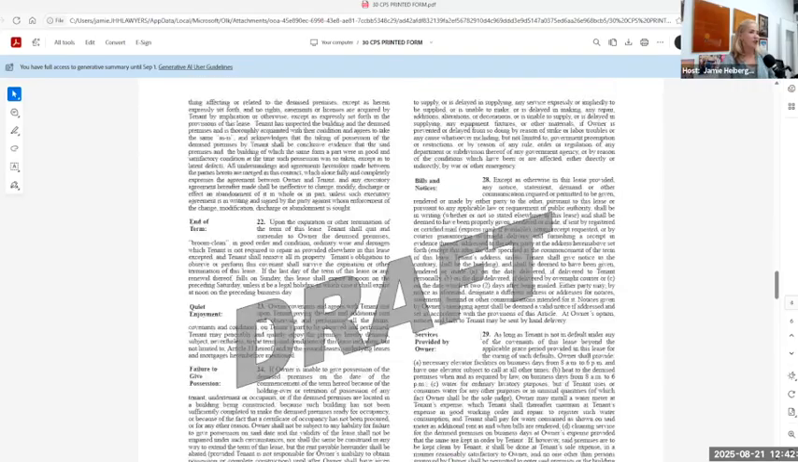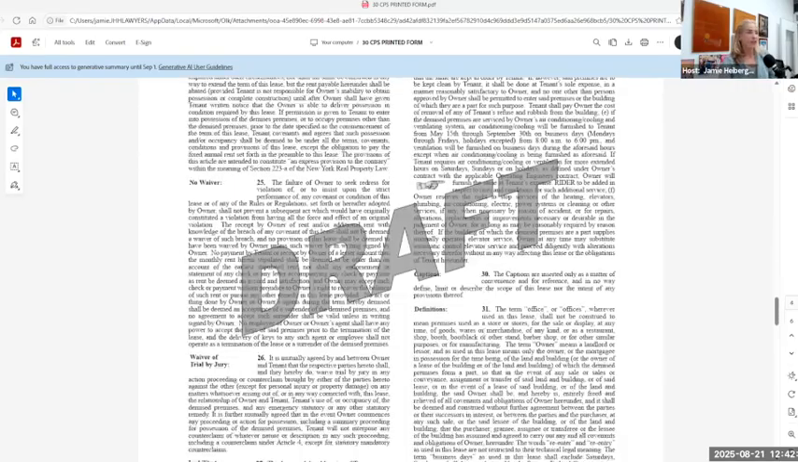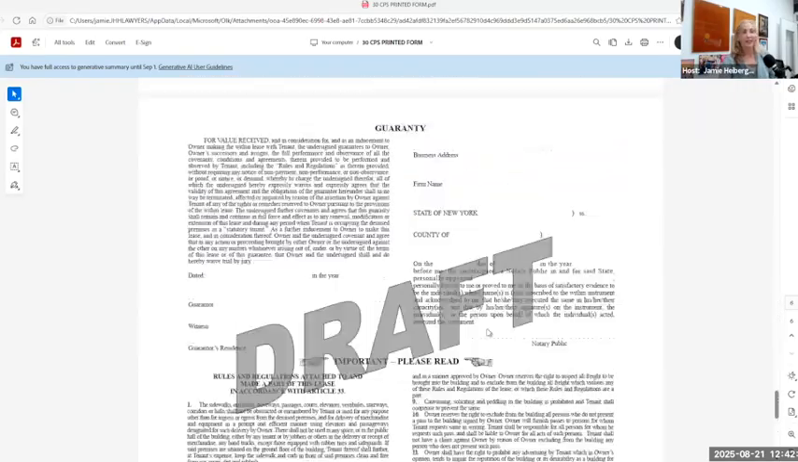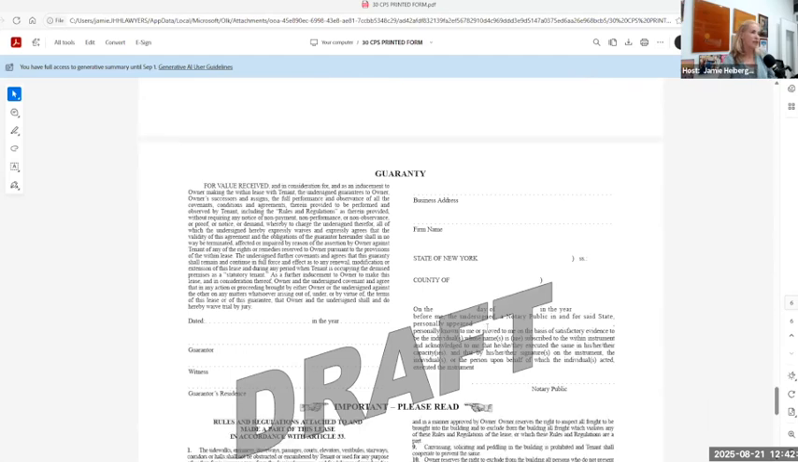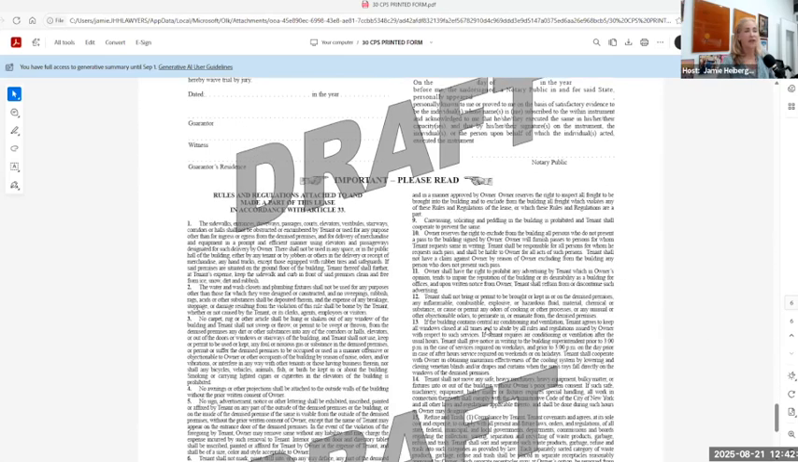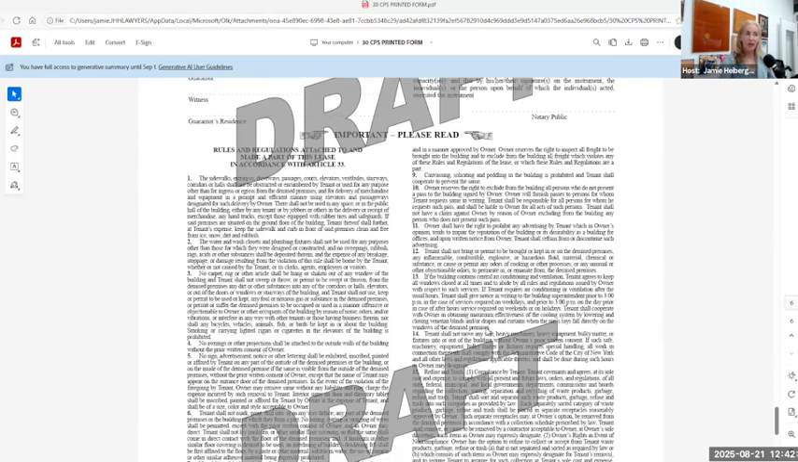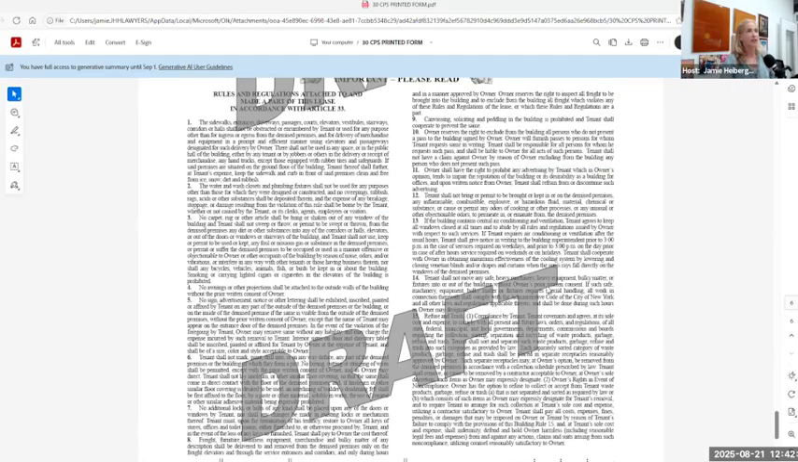Now, these are just your basic standard lease provisions. There is this guarantee. Generally, I don't use this, but some people do. There's a guarantee on there. That's not a good guy guarantee. That's just a basic guarantee.